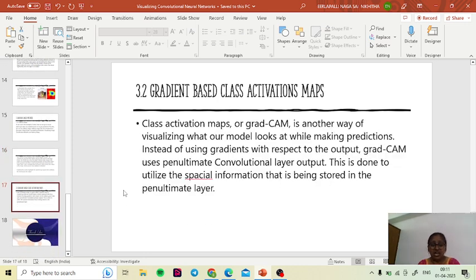Gradient based class activation maps. Class activation maps, or Grad-CAM, is another way of visualizing what our model looks at while making predictions. Instead of using gradients with respect to the output, Grad-CAM uses the penultimate convolutional layer. This is done to utilize the spatial information that is stored in the penultimate layer. So these are all the important methods of visualizing convolutional neural networks.